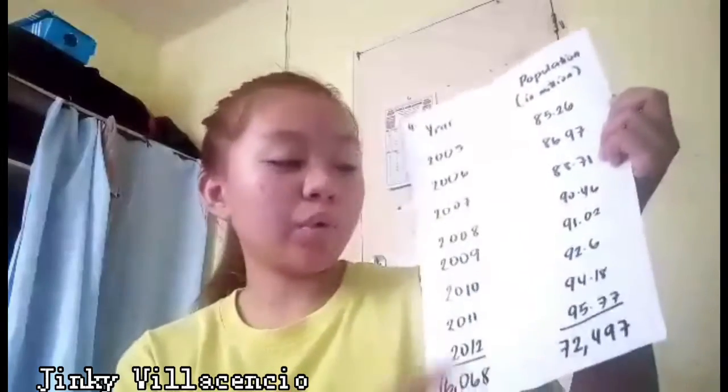So in problem number 4, the data shows the population of the Philippines from 2005 to 2012. So here is our data, the year and the population, and as we know, the year will be the x. So if we sum up all, we have the overall total of 16,068, and our population here will be the y. And if we sum up all, we have 72,497.